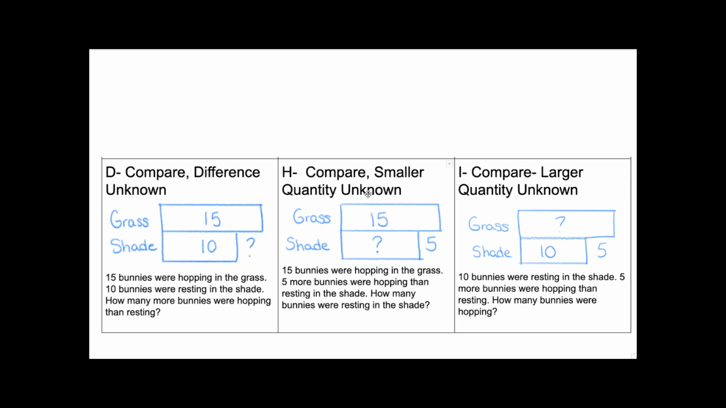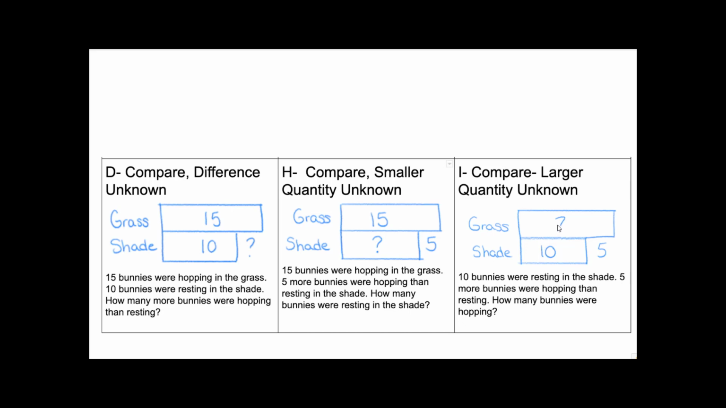In the smaller quantity unknown, just like the title suggests, it is the smaller quantity that we don't know. So for example, if we were going back to our dogs and cats problem, this would be dogs in the top bar and cats in the bottom. So there'd be 15 dogs, but I don't know how many cats, but I know that there's 5 more dogs than cats. In the one that's showing, it's saying that there are 15 bunnies hopping in the grass. I don't know how many bunnies are resting in the shade, but I know that there are 5 more in the grass than in the shade. So I've got to figure out how many bunnies are in the shade.